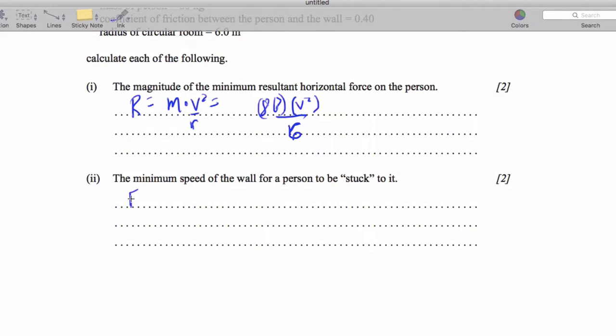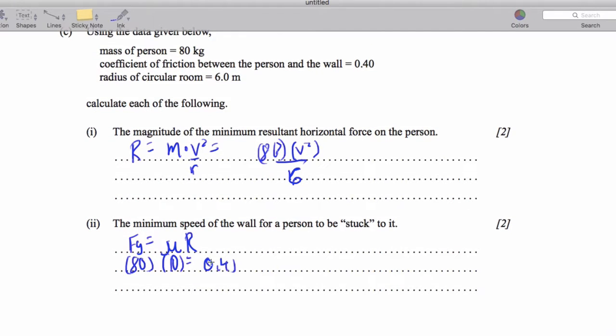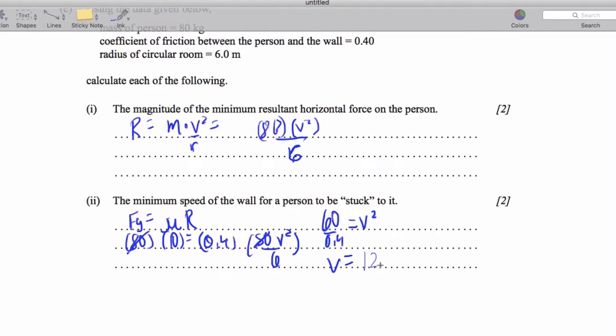So I know that the weight force equals the friction force, which is mu times R. So I know that 80 times 10 equals 0.4 times this reaction force, which is going to be 80 times v squared divided by 6. So the 80 cancels. I'm going to end up getting 60 divided by 0.4 is v squared. And so when I isolate v, I'm going to get 12.2. But we can go to 2 sig figs, so I'll say 12 meters per second.